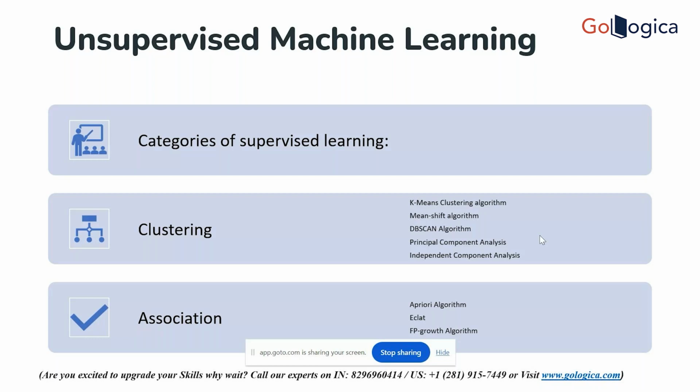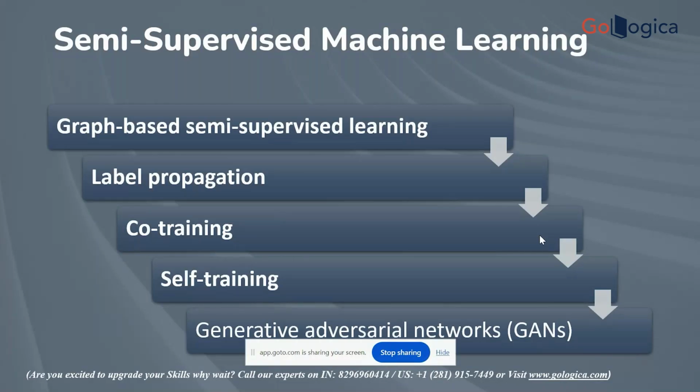Next comes semi-supervised machine learning. It is a machine learning approach that works between supervised and unsupervised learning. So it uses both labeled and unlabeled data. It is particularly useful when obtaining labeled data is costly, time consuming, or resource intensive. This approach is useful when the dataset is expensive and time consuming.